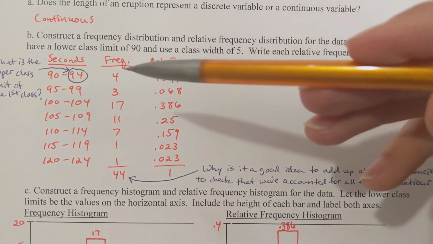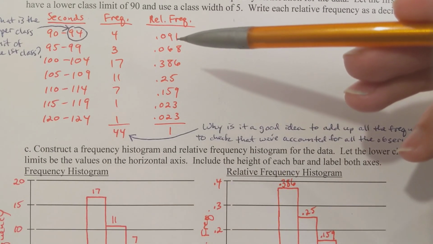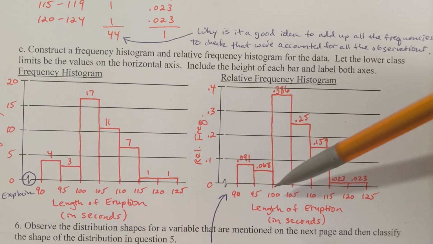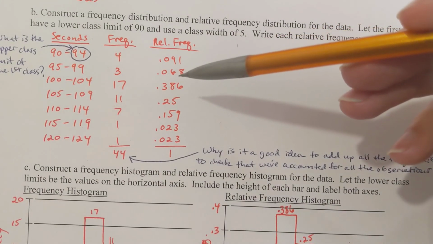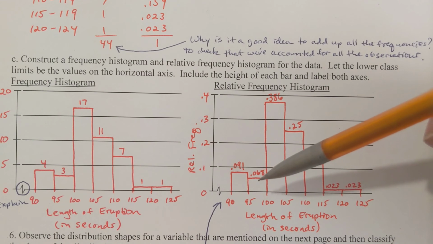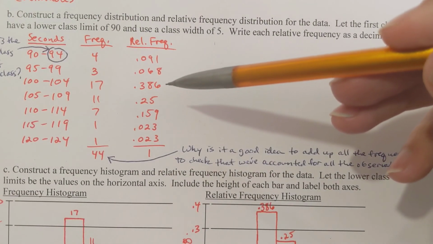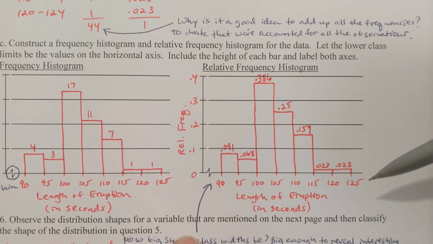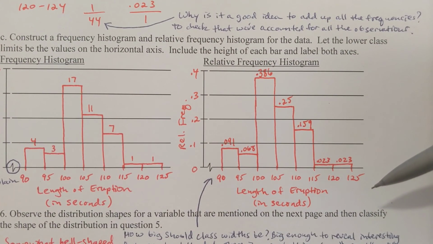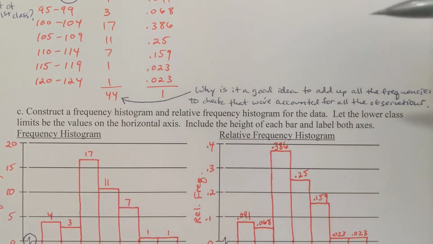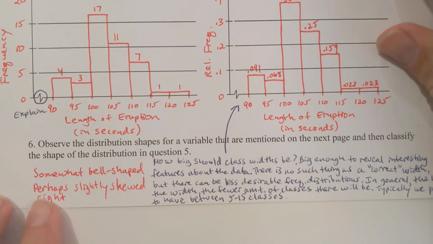Okay, and then I draw each bar at a height according to the relative frequency. So in the 90 to 94 group, I need a bar at a height of 0.091. In the 95 to 99 group, I need a bar at a height of 0.068. Okay, in the 100 to 104 group, I need a bar at a height of 0.386, etc. I still want to make sure I'm ending at 125 because, again, that's where the next bar would begin. So this last bar ends at 124, okay, which is what I have here.